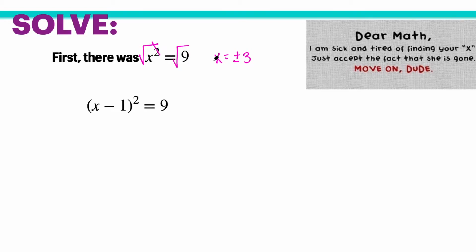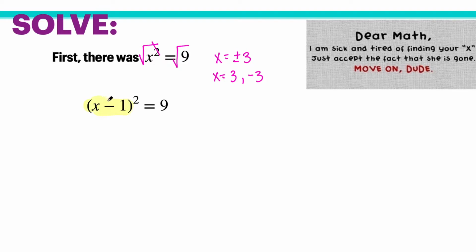Do not forget you will have two answers whenever you are taking the square root of a number. So you should get x equals 3 and x equals negative 3. You can either write them separately or together. Now, the same is going to apply anytime you have a quantity that is squared.